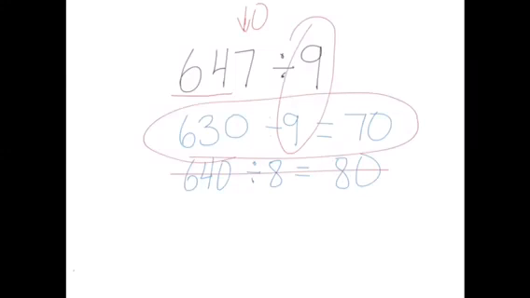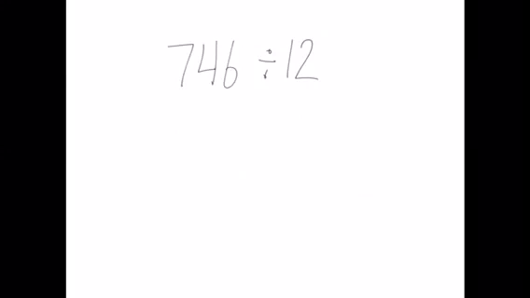Let's try another one, and I want you to leave the divisor exactly the same. Here we have 746 divided by 12. Again, come up with your own estimate. Remember, do not change the 12. Come up with an estimate using 12. Come back when you're ready to see mine.